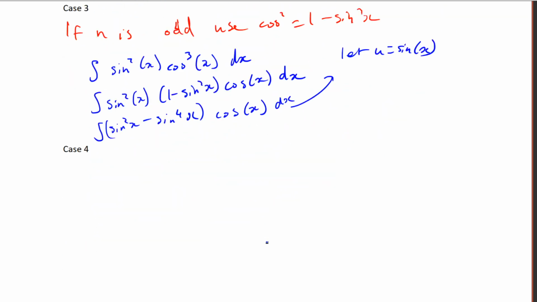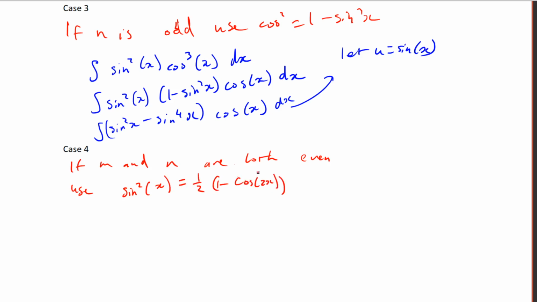And then for the final case, if m and n are both even, you need to use these two formulas. So sine squared x equals half times 1 minus cos 2x, or the other one is cos squared x equals half times 1 plus cos 2x. So these are just the double angle formulas rearranged, and they look like this.